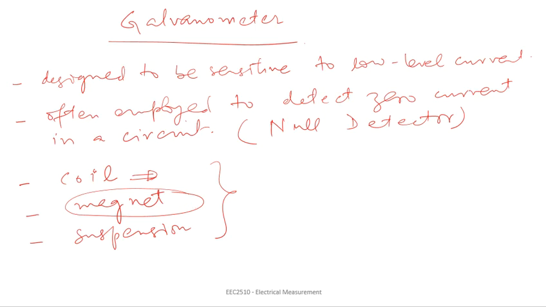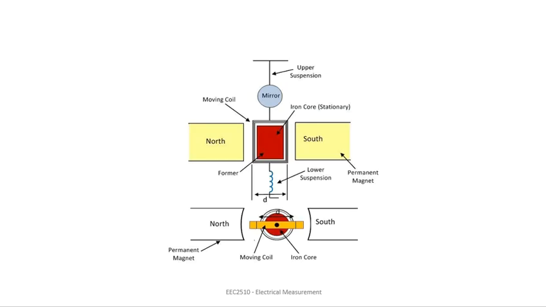If I show you the arrangement for the galvanometer, this is the constructional picture of the D'Arsonval galvanometer. These are the pair of magnets, north pole and south pole. This is the moving coil, which is placed on a metallic former. This is the upper suspension, and this is the lower suspension. The second part shown here is the top view, whereas this is the front view.